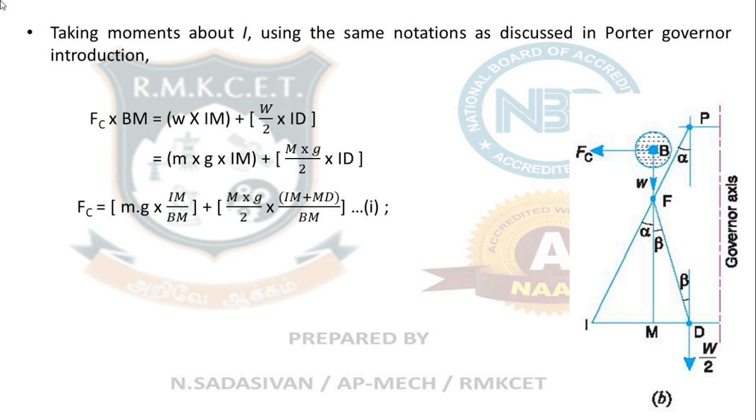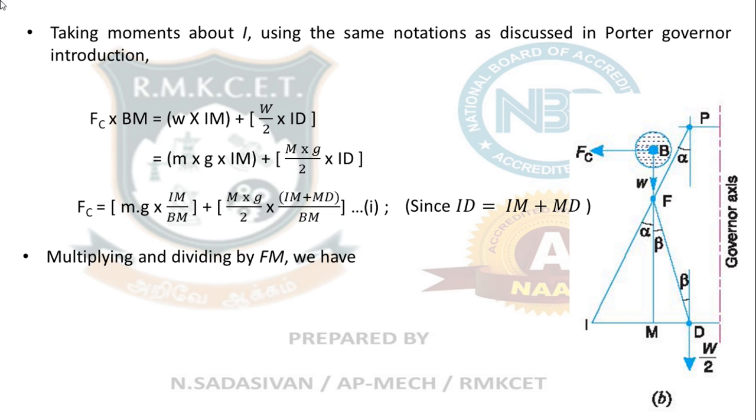So mg into, in place of Im, I am writing Im, and so I am bringing this Bm to the right side denominator. So Im by Bm. Similarly, these two things, what I am doing: mg into Im by Bm plus mg by 2 into Id, which is split up. Id is split up as Im plus md divided by Bm. Okay, we will see why later.